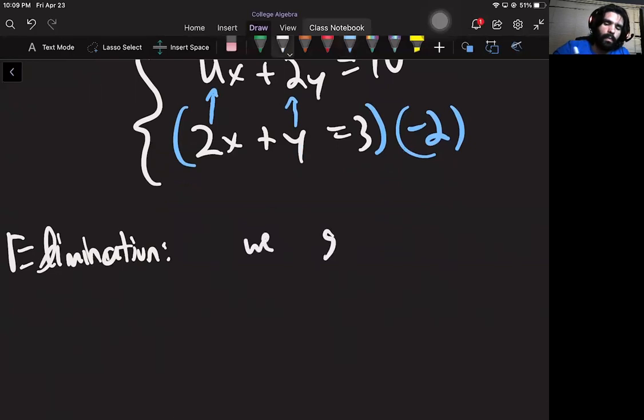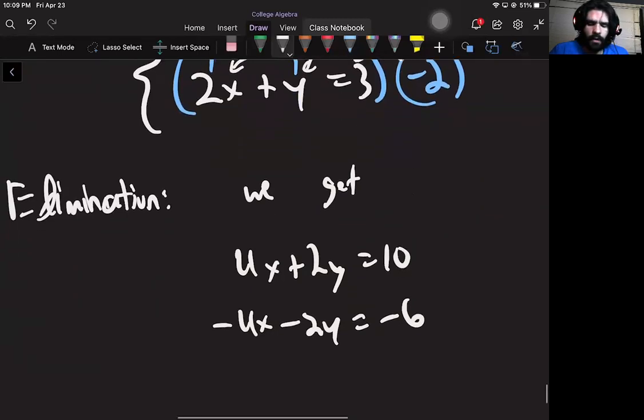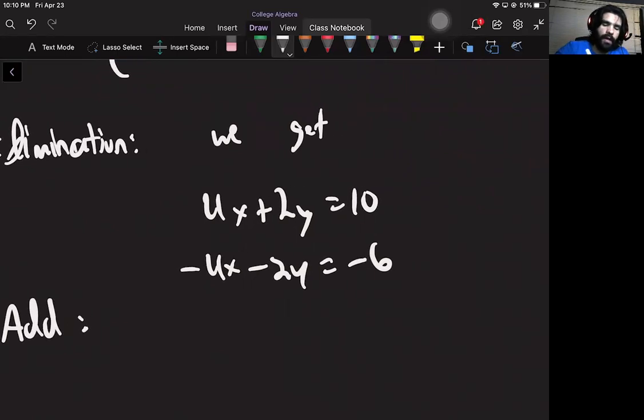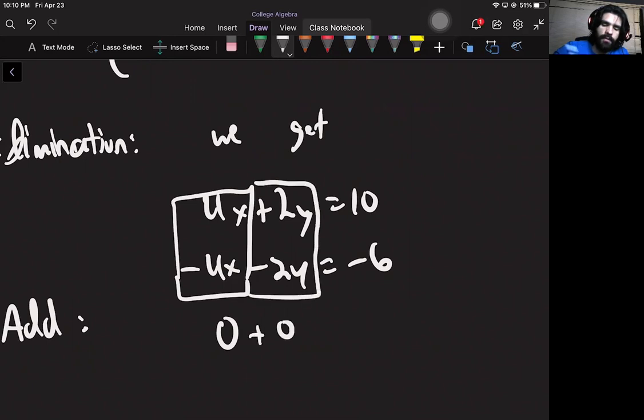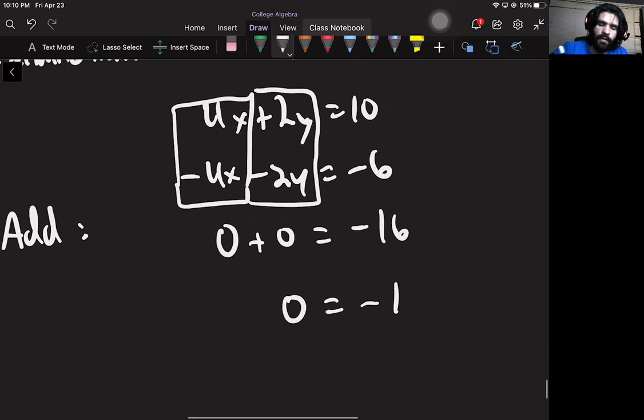So we get 4x plus 2y equals 10, and -4x minus 2y equals -6 when you distribute this -2 to everything. Then we are supposed to add these equations, right? So what happens when we add them? Well, on the left, these add up to 0. They cancel. These also add up to 0 because they cancel too. -2y plus 2y is 0. And then over here we get -16. So we get 0 equals -16.